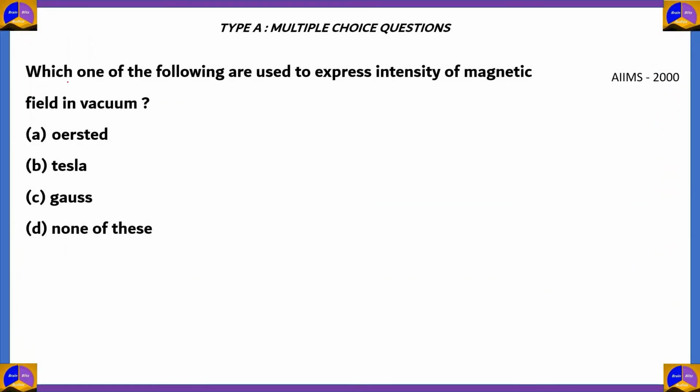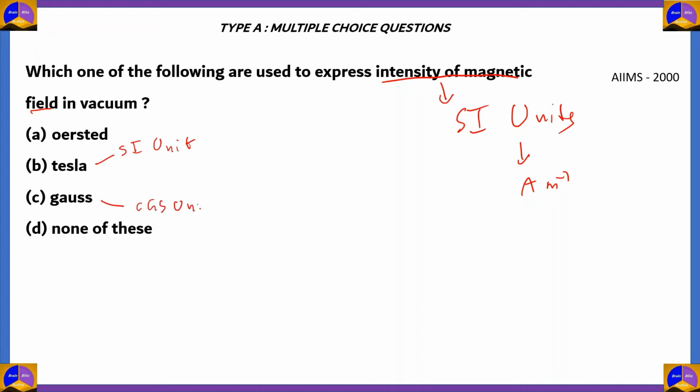Next question. Which one of the following is used to express intensity of magnetic field in a vacuum? Intensity of magnetic field in SI units is represented by ampere per meter. Now, when we look at our options, you find that option B, Tesla, is the SI unit, while option C, Gauss, is a CGS unit.